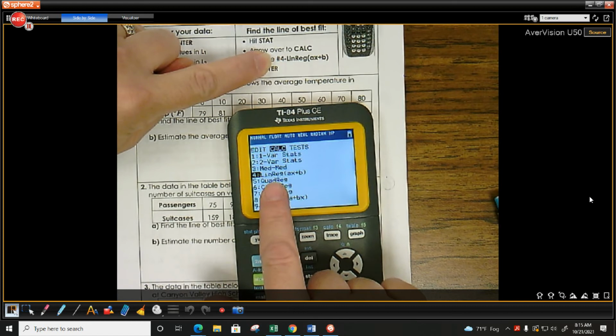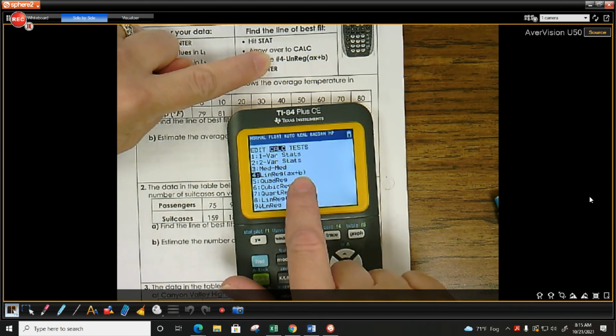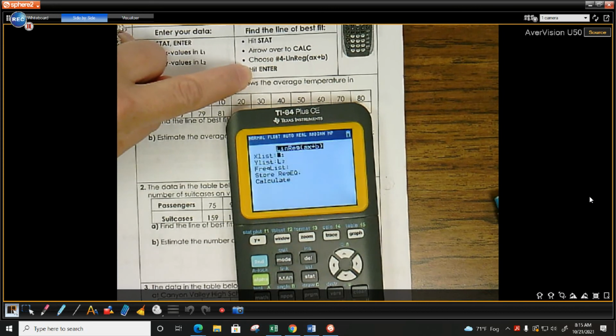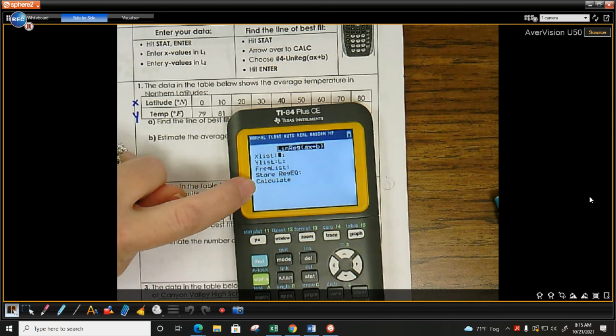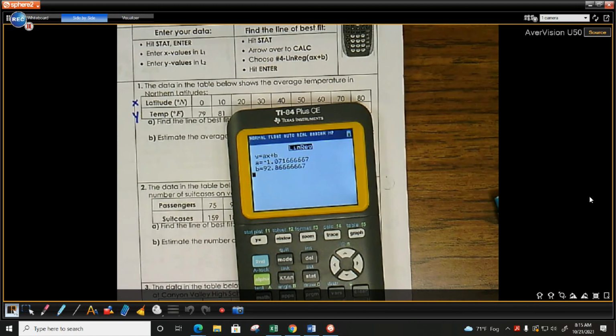Okay, then you're going to hit enter. So we all have number 4 highlighted. Hit enter. Then we have this long list. You're going to hit enter a bunch of times until calculate is highlighted. Enter, enter, enter, enter, enter. And then it does its magic, and there you go. There's your A and B value. Did we all get the same values? If you didn't, you typed in your table wrong. If you did, good job you.